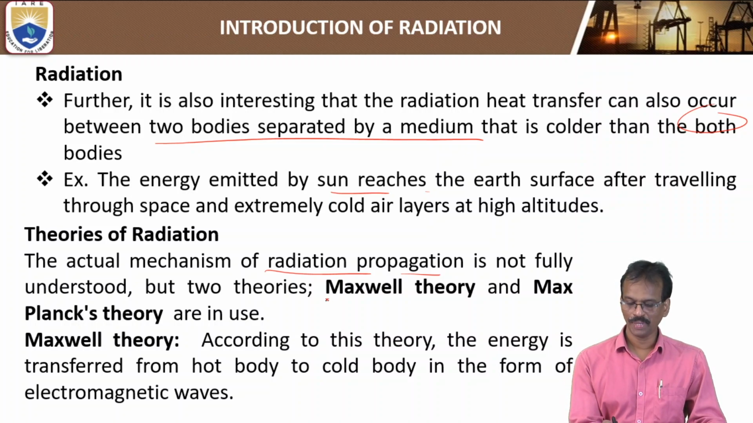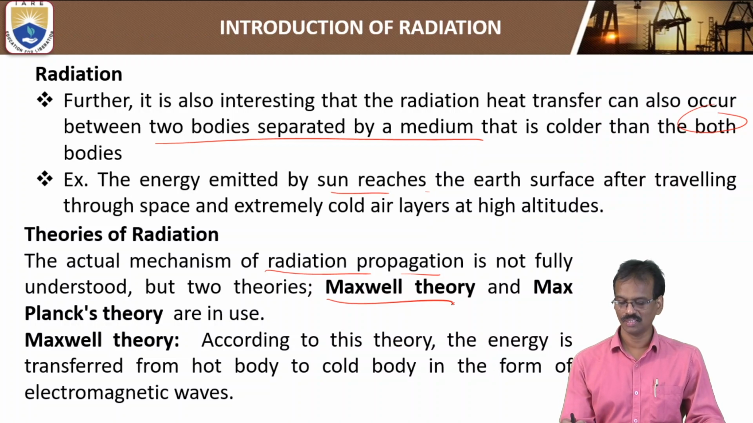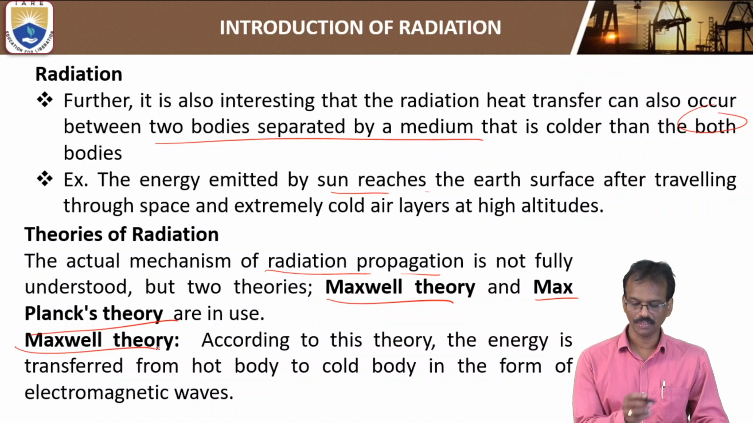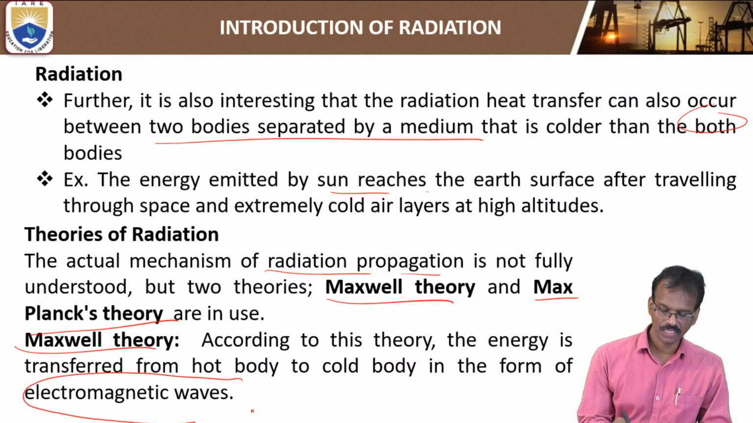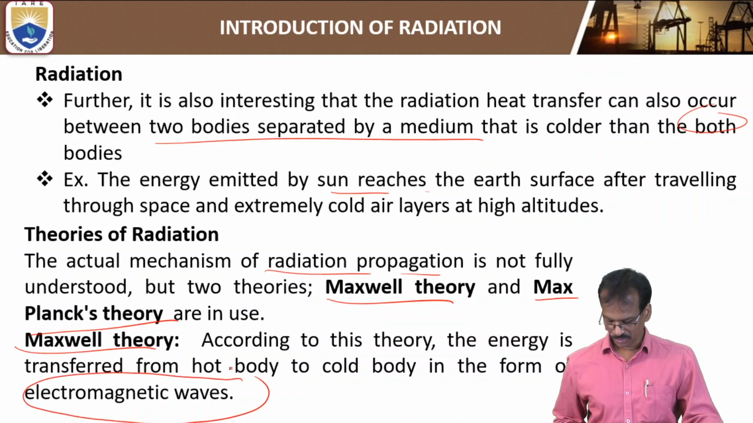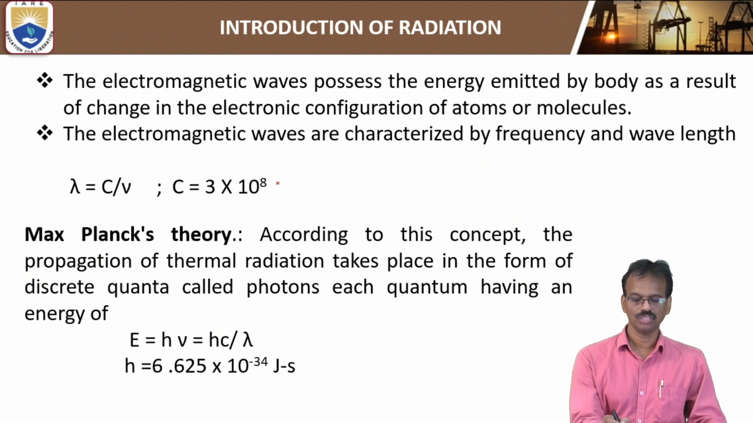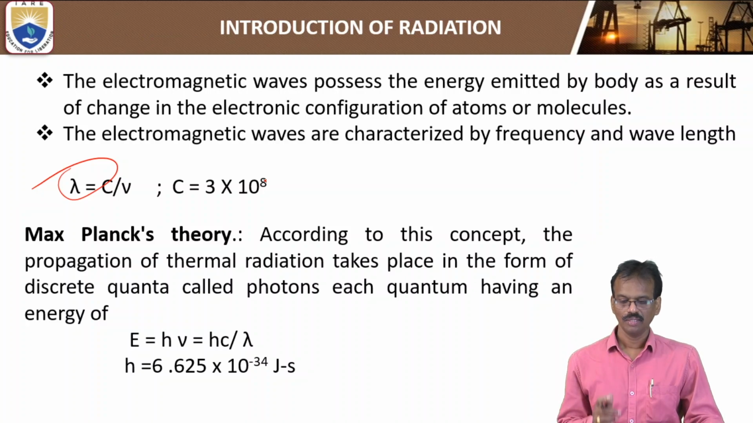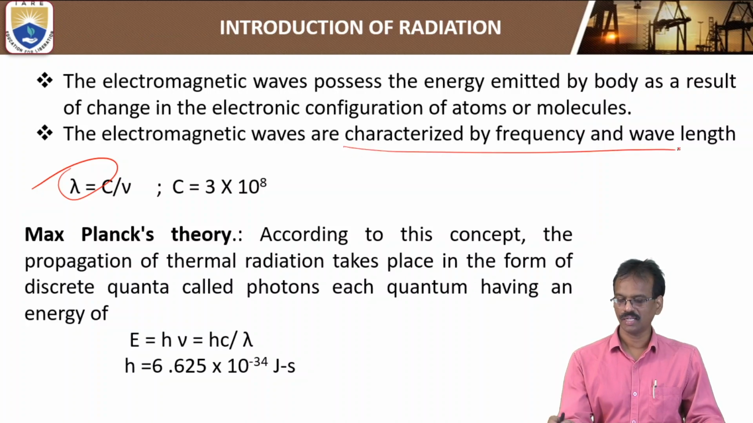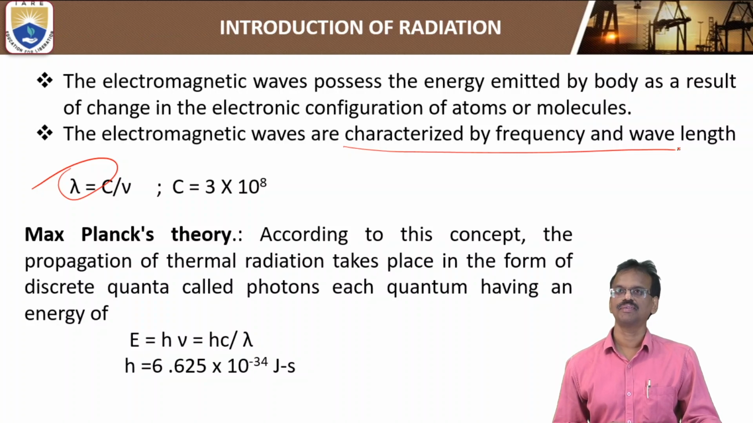To explain the propagation of radiation, there are two theories: one is Maxwell's theory, and another is Max Planck's theory. According to Maxwell's theory, energy is transferred from a hot body to a cool body in the form of electromagnetic waves, where lambda is equal to C by nu. C is 3 into 10 to the power of 8. Electromagnetic waves are characterized by frequency and wavelength according to Maxwell's theory.